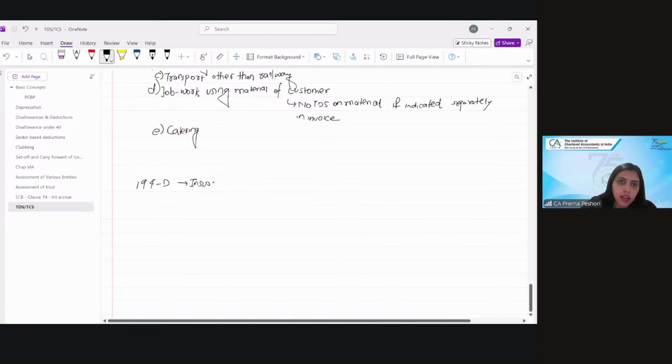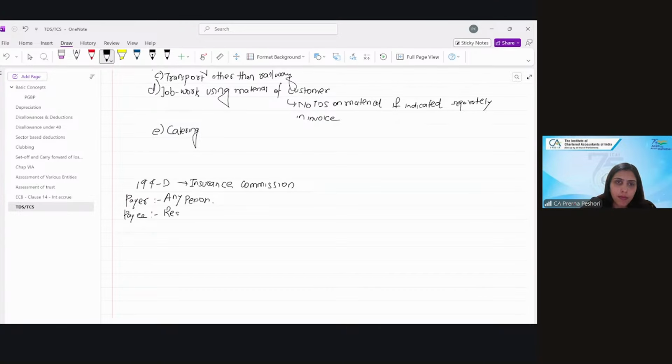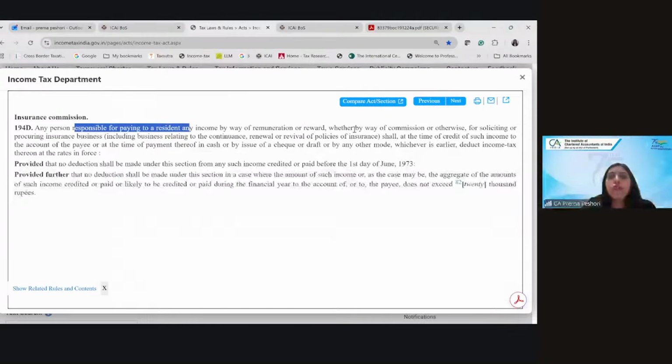Insurance commission. Any income by way of remuneration or reward, whether by way of commission or otherwise, for soliciting or procuring the insurance business, including the business relating to the continuance, revival, or renewal of the policies of insurance, shall at the time of credit or at the time of payment, whichever is earlier. So my timing of taxes here.